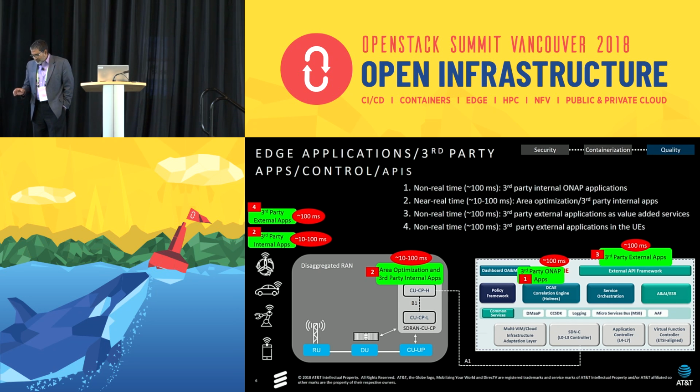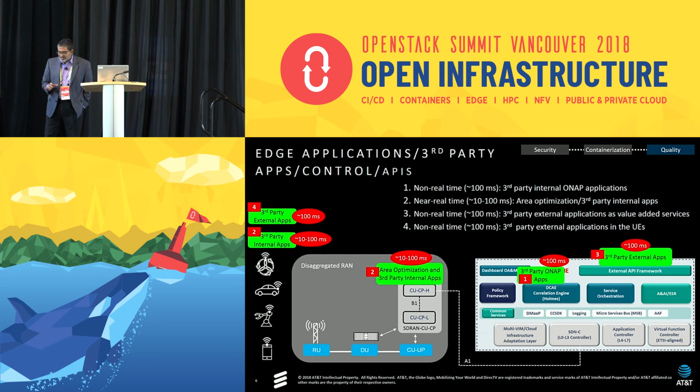The first one is the third-party applications, which are non-real time, around 100 milliseconds plus. These are third-party applications that sit inside the ONAP. They have access to the DMAP, so they have access to the bus, and you can be part of the DCAE or connect to the DCAE. You can have access to the policy and all the other ONAP components. These are basically microservices running inside the ONAP, and different types of ONAP APIs are exposed to them in order to make this information available.